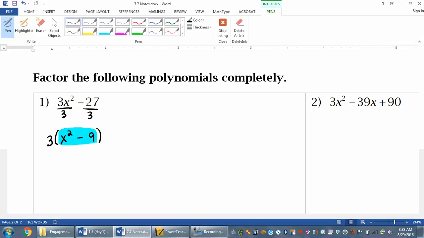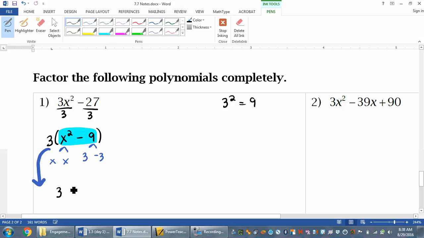Okay? Well, if you recognize 9 is a perfect square because 3 squared is 9, I can factor this even further. Again, I'm going to split it up with x and x, and 9, I'm going to split up with 3 and negative 3. Be very careful to drop down that 3. Once you pull out a GCF, you should always keep dropping it down. And my factors are going to be x plus 3 and x minus 3.